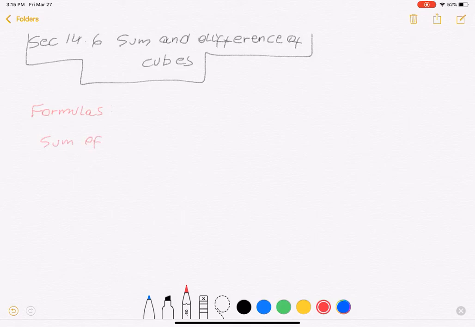Sum of cubes, again cubes expression bring to the third power. Okay, a to the third power plus b to the third power can be factored as a plus b times a squared. Now be careful here. You had plus, the second parenthesis is going to have an opposite sign, which is minus ab plus b squared. Okay, so this is sum of cubes formula. Pay attention to this one.